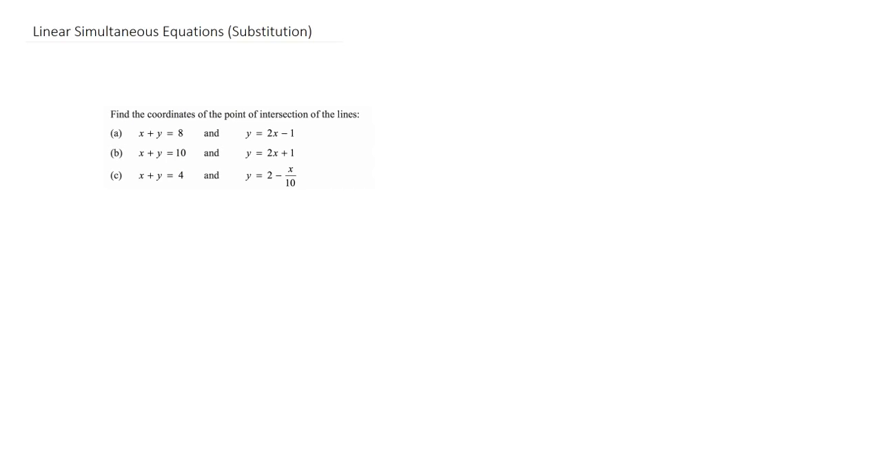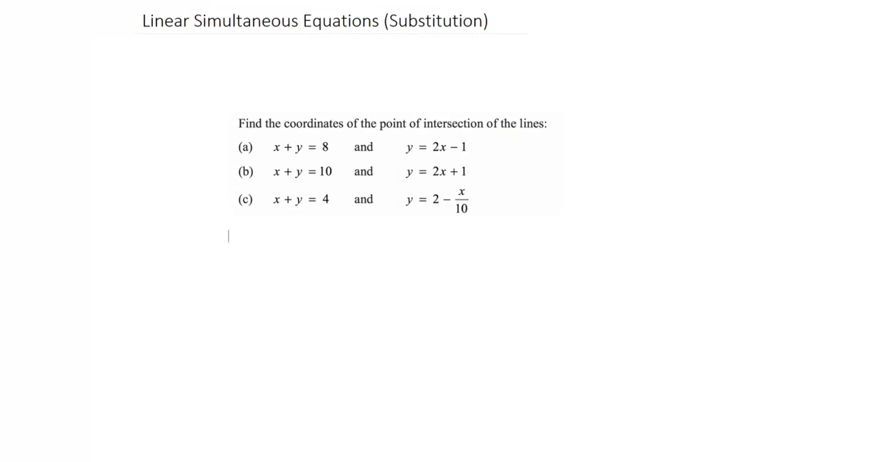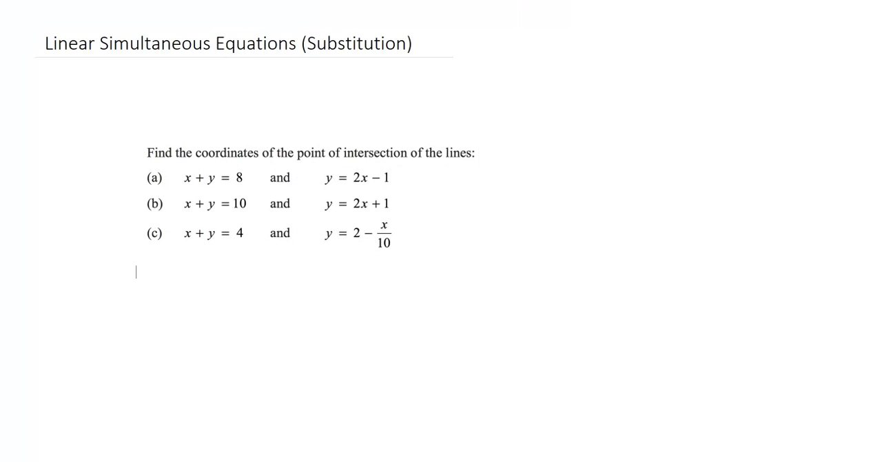So in this video, we're going to take a look at how to solve simultaneous equations by the method of substitution. Now, hopefully you've watched the previous video on solving graphically, and we should be comfortable with this: finding the point of intersection between two lines is the same as solving them simultaneously. So what we're doing here is we're trying to find the value of x and the value of y that are going to work for both equations. That's the general idea.